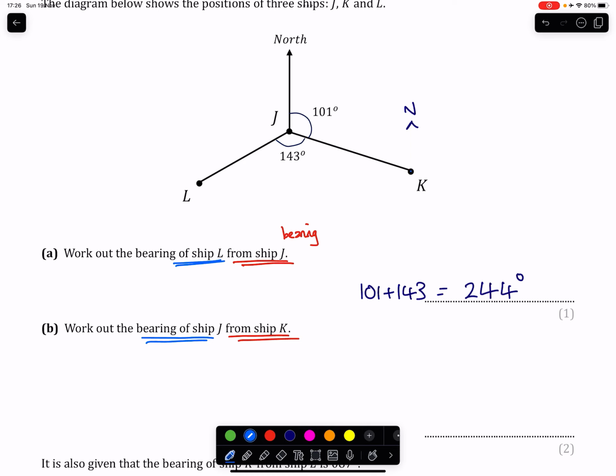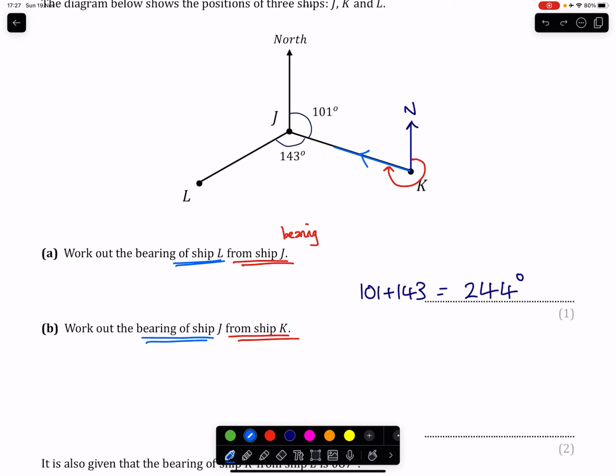Oh, how did I undo that? Okay, I'll redraw that in a second. We are going in this direction. And our angle, our bearing, is going to be this one here, clockwise, until we hit the direction that we are facing, from K to J.